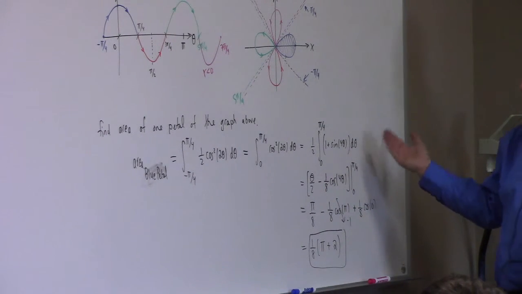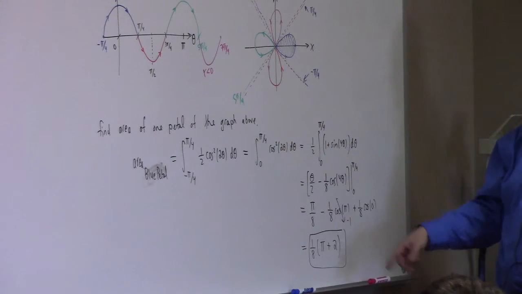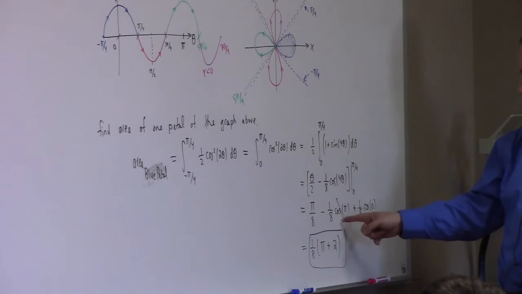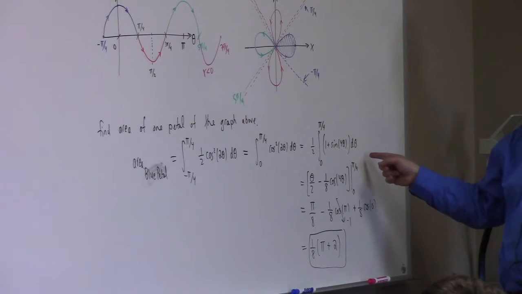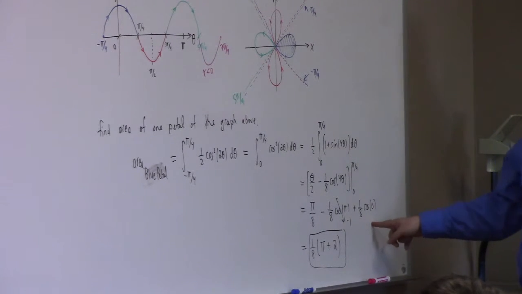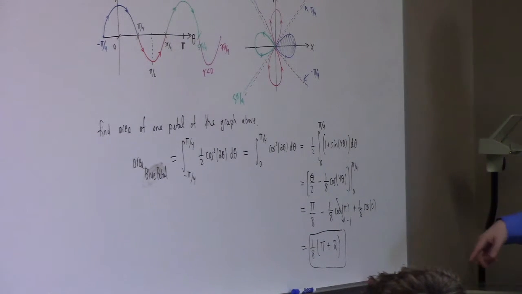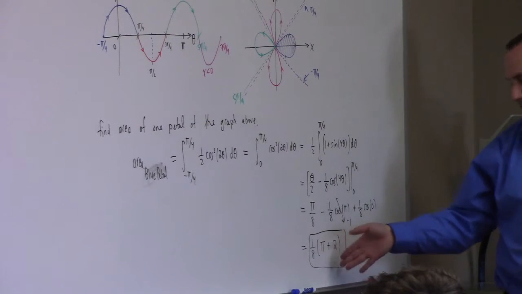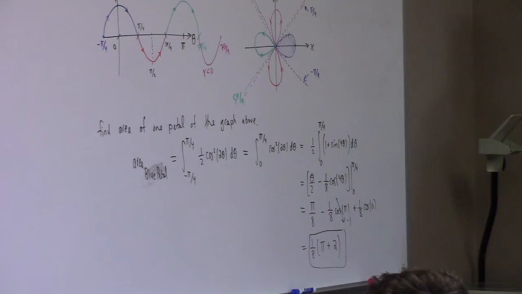When you plug in pi over 4, you get pi over 8 from the theta over 2, and you get a minus 1/8 cosine pi from the upper bound, and plus 1/8 cosine of 0 from the lower bound. In total, we have 1/8 times pi plus 2, and that's the area of that petal. If you wanted the area of the flower, multiply by 4. That make sense? You can disagree or agree, whatever.